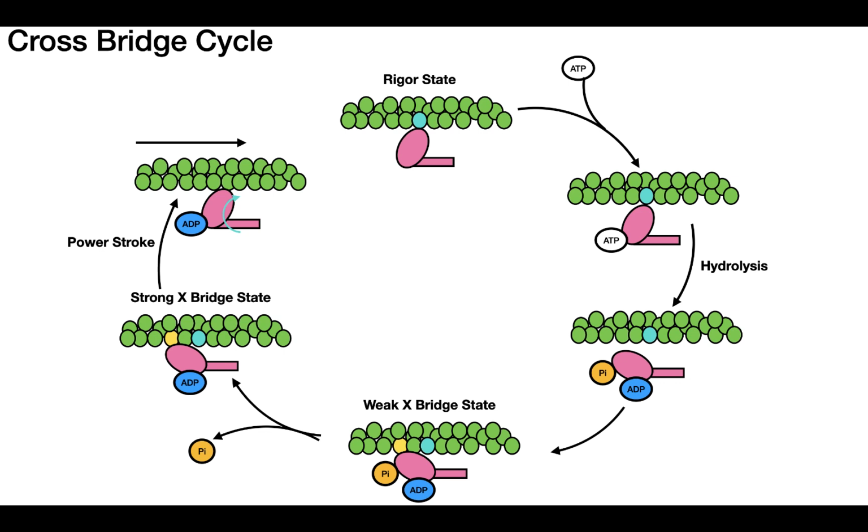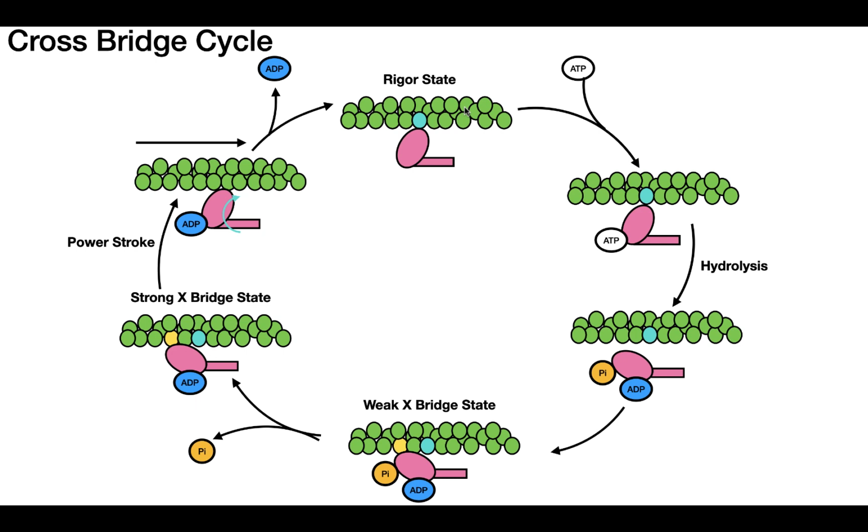So after this occurs, we have to start the cycle over again. So what happens is that ADP will leave the myosin head and then it goes back into the cocked state, which allows the cycle to occur over and over again, producing contractions. So that is the cross bridge cycle.